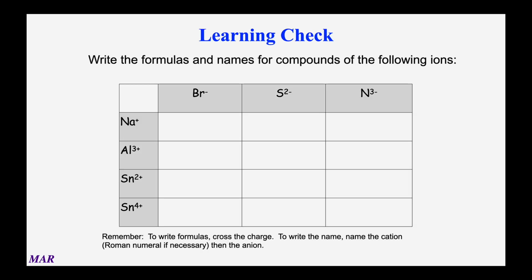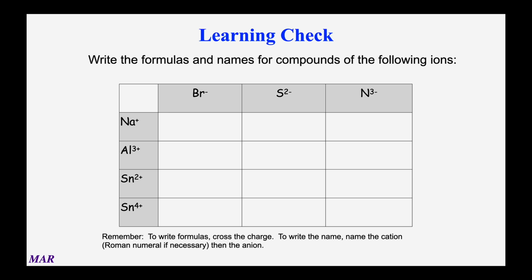Here's another type of guide where you can figure out what the formula is going to be for these different combinations and the name as well. I'll help you with the first one there. Sodium and bromide ions would come together to make NaBr, and you'd have sodium bromide.